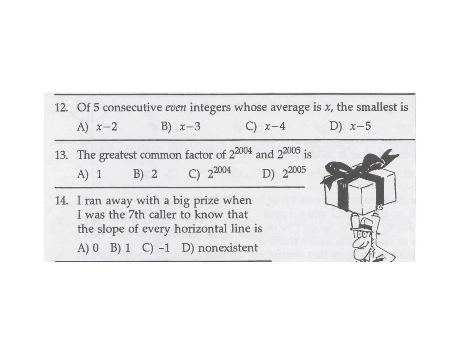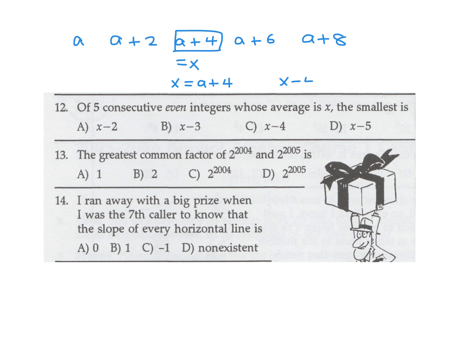Of 5 consecutive even integers whose average is x, the smallest is... Okay, so a little bit different this time. They're giving you even, so it'd be A plus 2, A plus 4, A plus 6, and A plus 8. The average is x, so that means this guy is x. So x is equal to A plus 4, and therefore x minus 4 is equal to A. And that's the smallest guy, so number 12 is C.